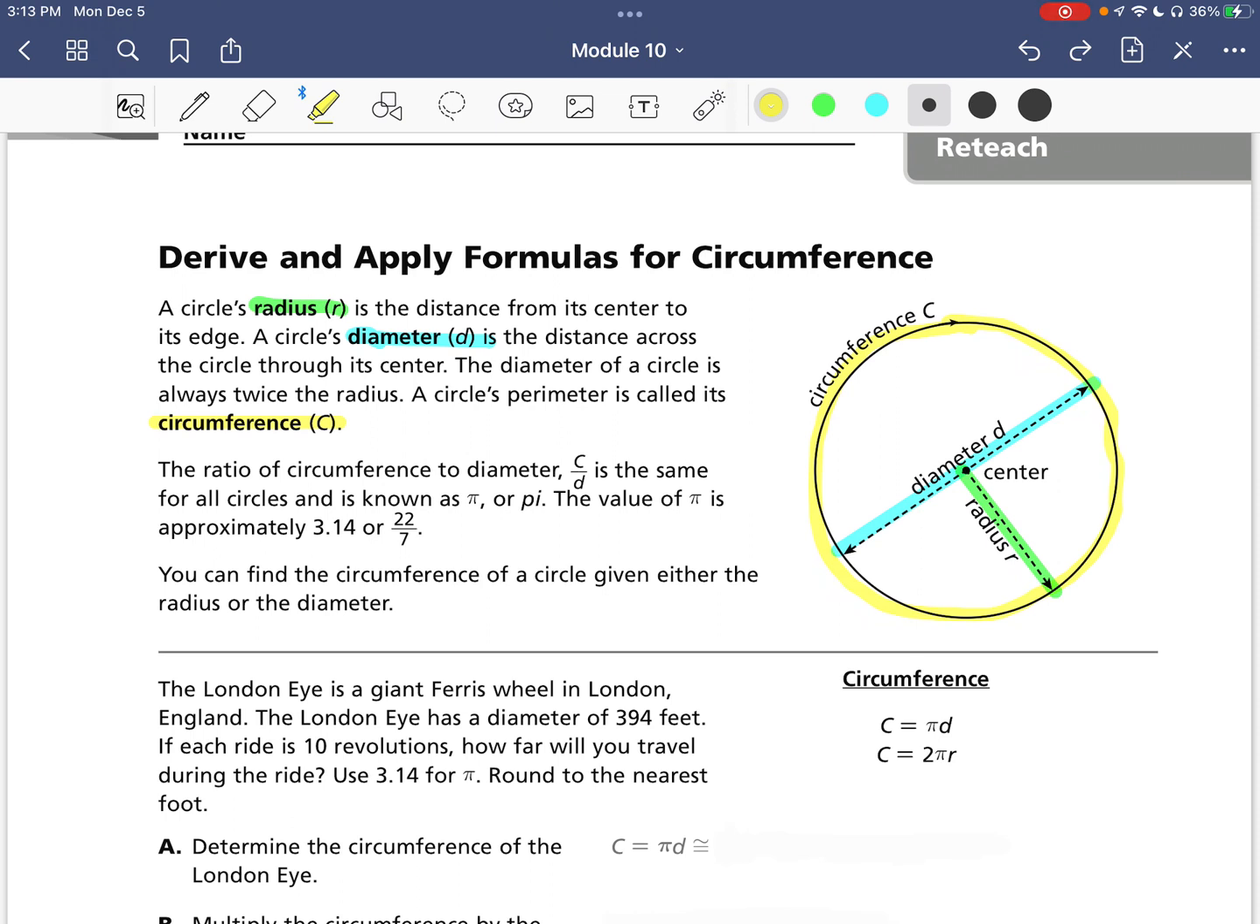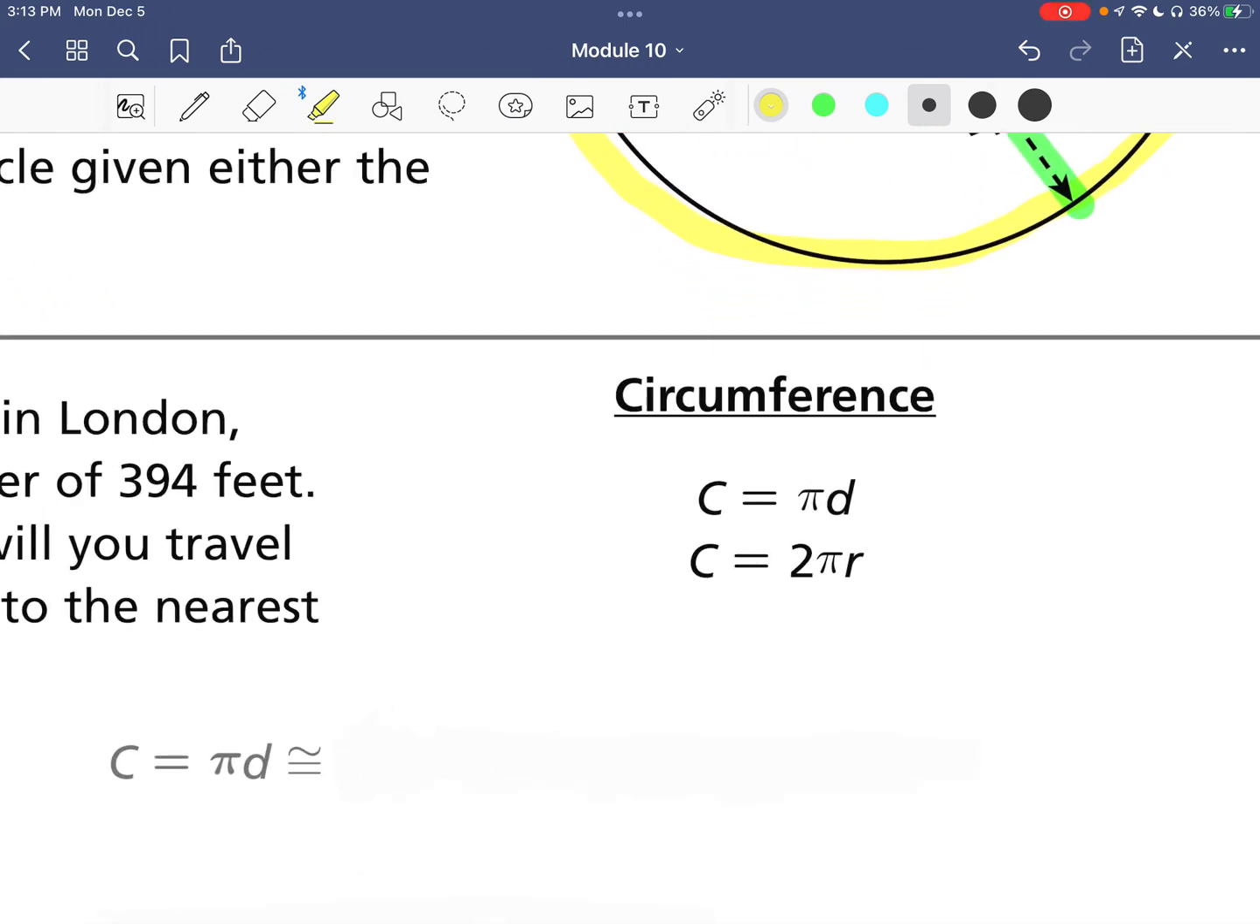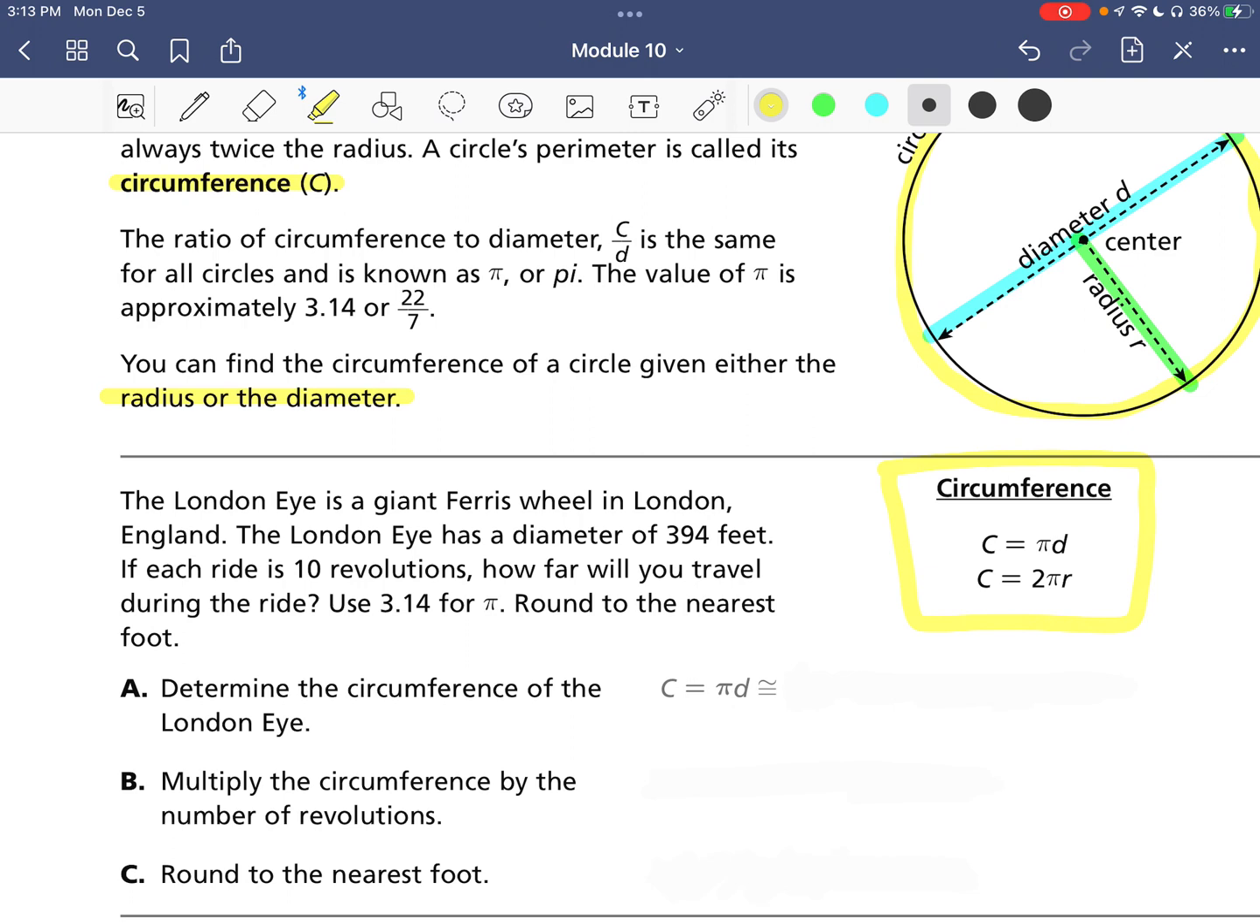All right, and then the ratio of circumference to diameter is the same for all circles and is also known as pi. The value of pi is approximately 3.14, or you can use the fraction 22/7. You can also find the circumference of a circle given either the radius or the diameter. So as long as you have pi and one of those other, radius or diameter, you're going to be able to find circumference. Here are the formulas, which you should know from your notes today. We're going to keep those in mind as we work through our problems.